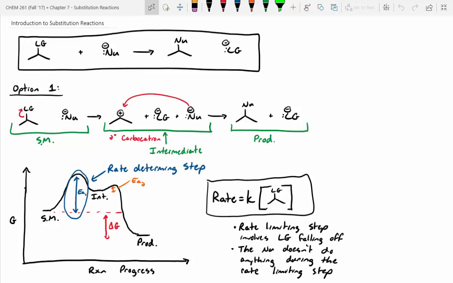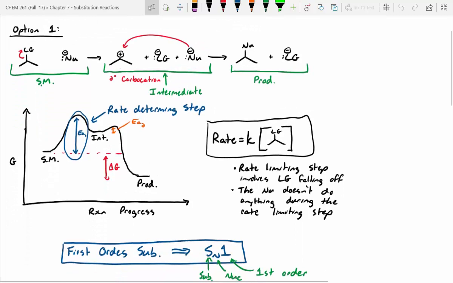And we said with substitution reactions, we have one option where the leaving group pops off first. You form a carbocation, and then your nucleophile can attack in. We said that these types of reactions go through an intermediate, and the rate determining step only involves loss of a leaving group, so it's a unimolecular reaction or a first order reaction. So this would be our SN1 example.